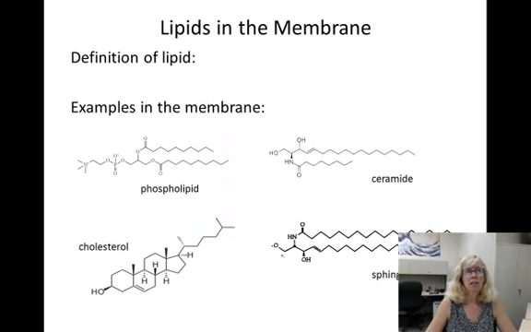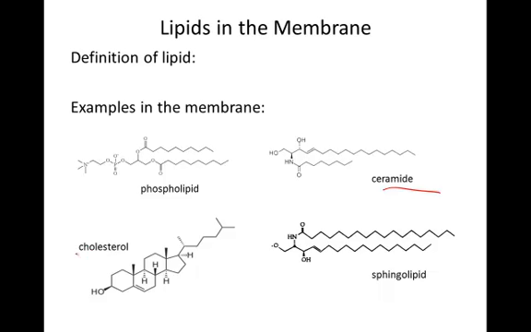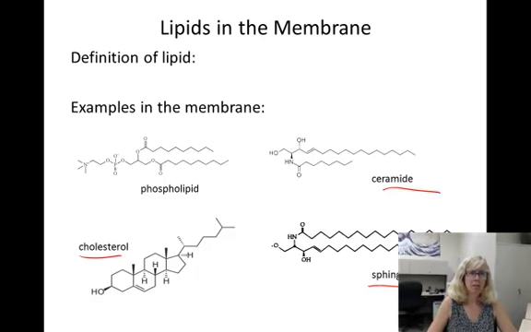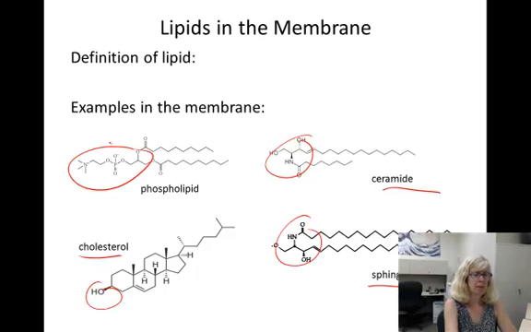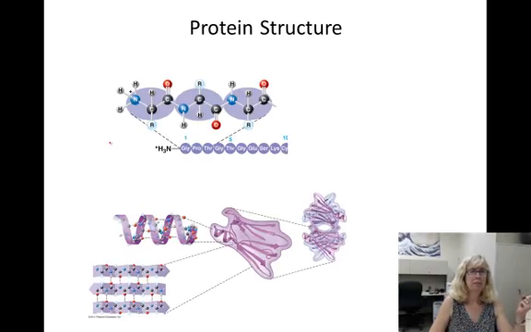Lipids are defined as large molecules that mix poorly with water. Here are several examples of membrane lipids. The phospholipid you've seen before, but membranes also have ceramides, cholesterol, and sphingolipids, just to name a few. And you should see the similarity between all these molecules. They're all amphipathic and have polar heads and long nonpolar tails. The proportions of different lipids is different in different cells.